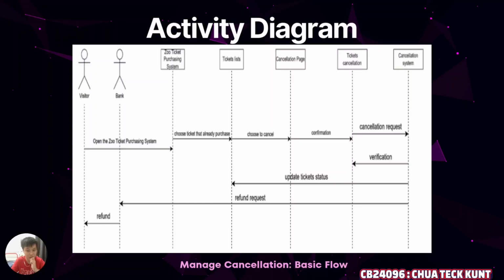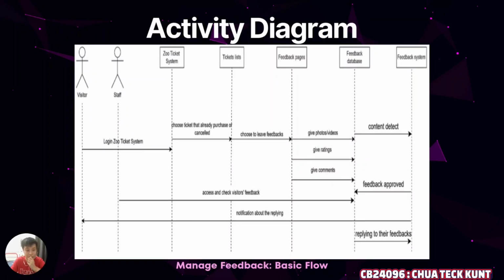For multiple tickets, the system handles batch cancellations and shows the status of each one. Exceptions include tickets that are no longer eligible, failed bank refunds, or invalid payment details. In such cases, the system provides clear error messages or prompts for outdated information to ensure a smooth result. This is the activity diagram for manage feedback.